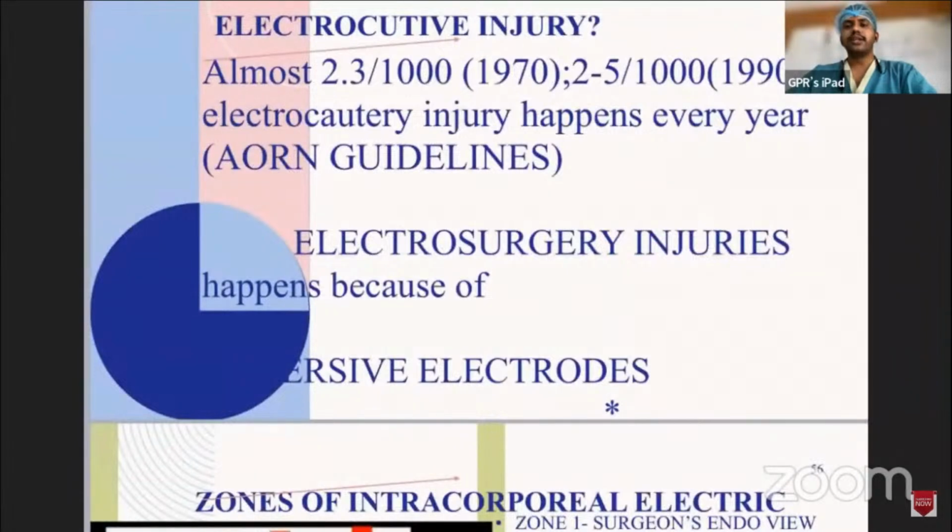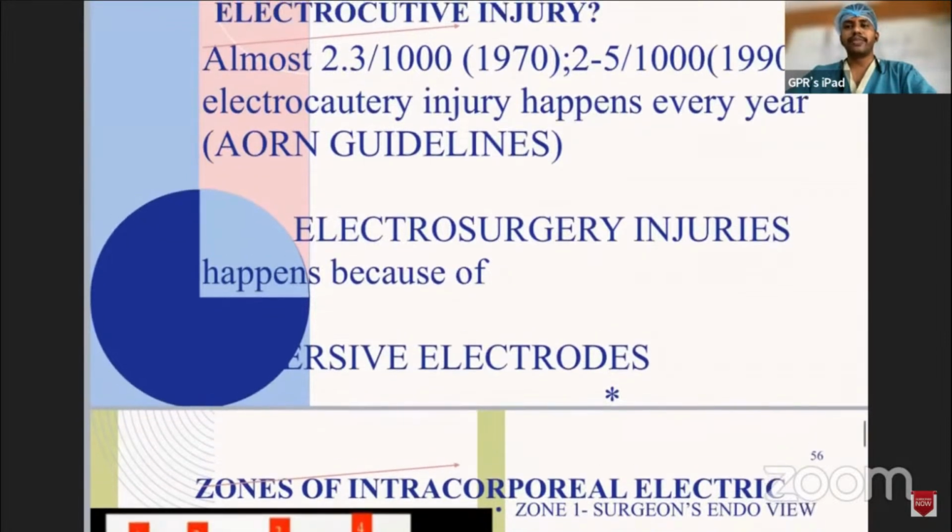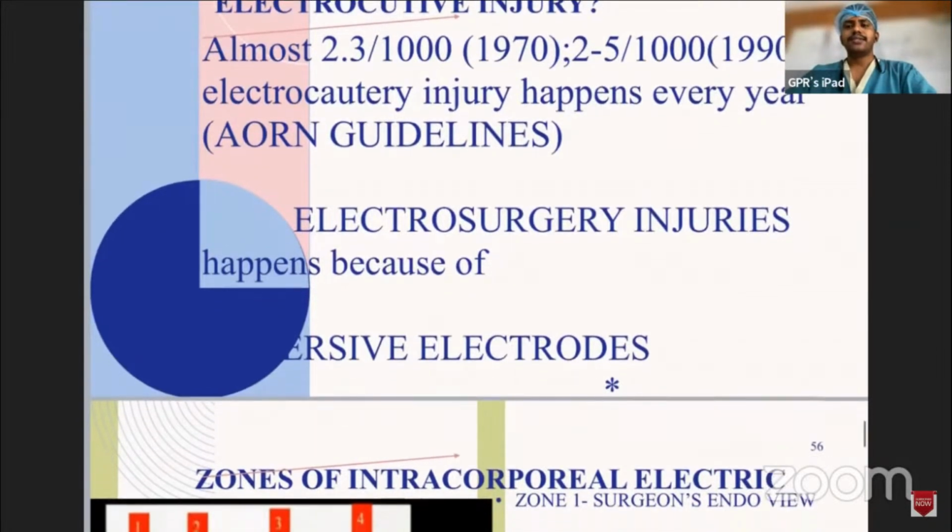So it is stated that almost 2.3% out of 1,000 patients around 1970 were having this electrosurgical injury. When it comes to 1990 data, it was like 2 to 5, and the current data is still a question mark. And these electrosurgical injuries happen most likely because of corrosive electrodes sometimes.